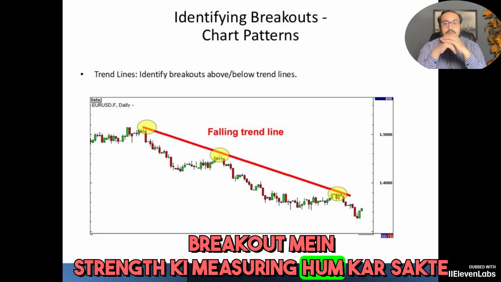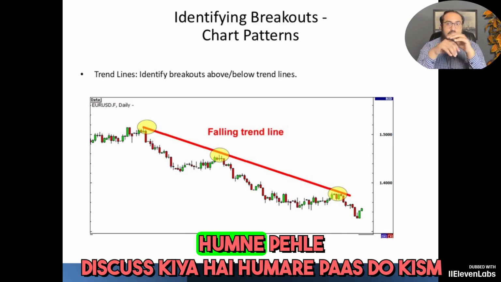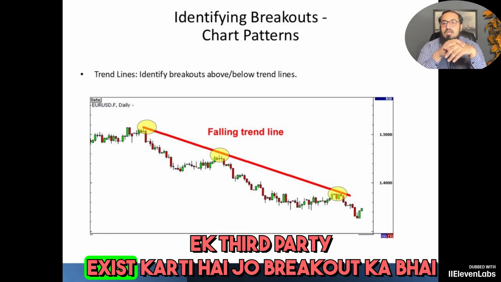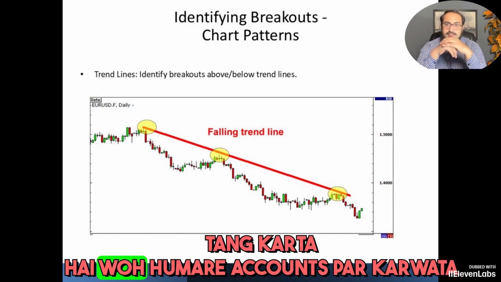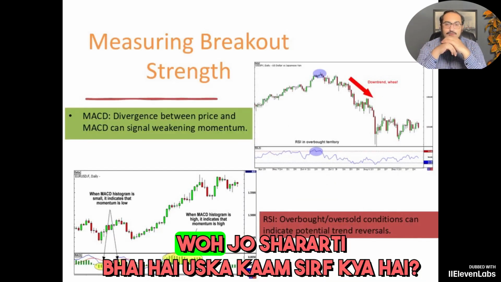We can measure the strength in a breakout to determine if it is a breakout or a fake out, because as we discussed earlier, we have two types of breakouts. One is continuation and the other is reversal. And there exists a third, which is the brother of the breakout. The little devil, the mischievous brother who bothers us so much and zeroes out our account. We call it a fake out. That mischievous brother. What is his job?